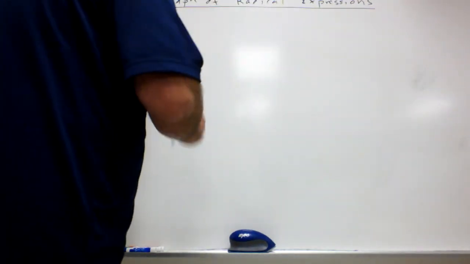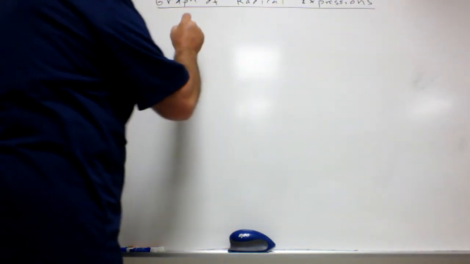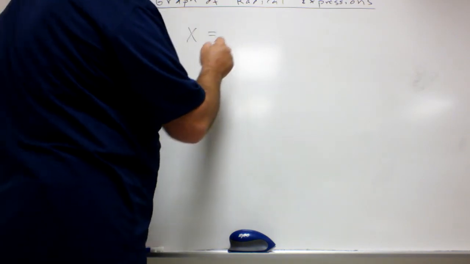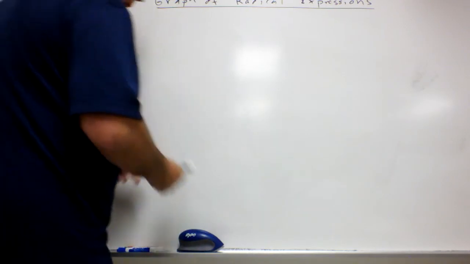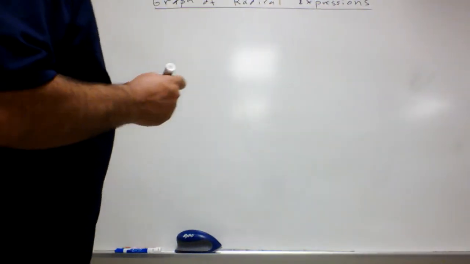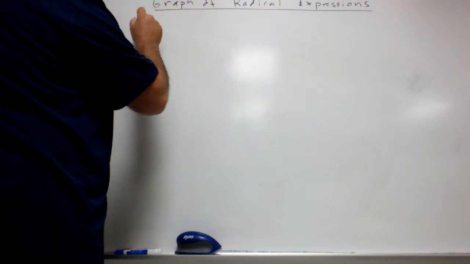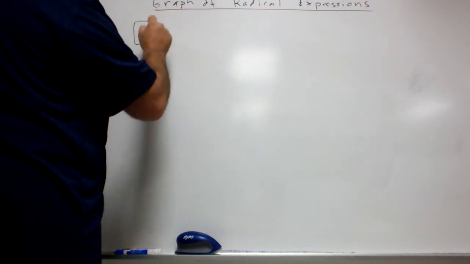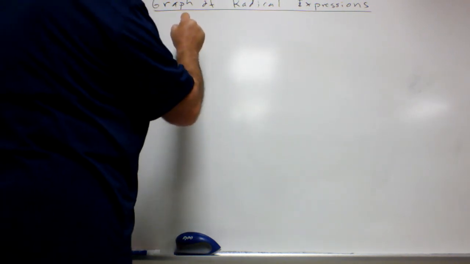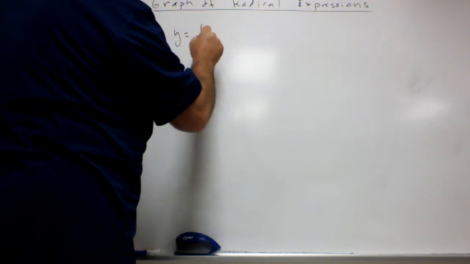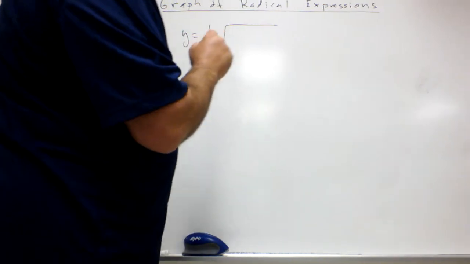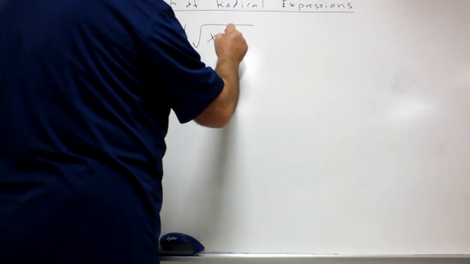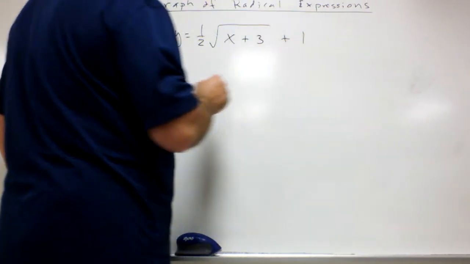And the problem that we want to try is, and this pen isn't the right pen. I want to try this pen. Use this one. So letter E, the last example I'm going to do of these is y equals 1/2 the square root of x plus 3, plus 1.